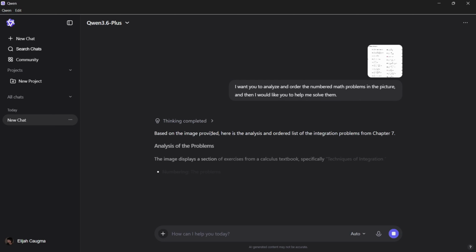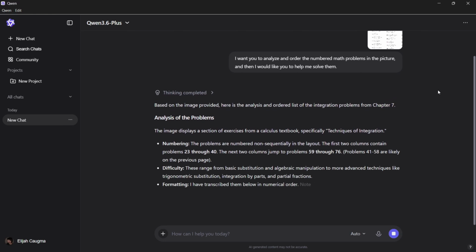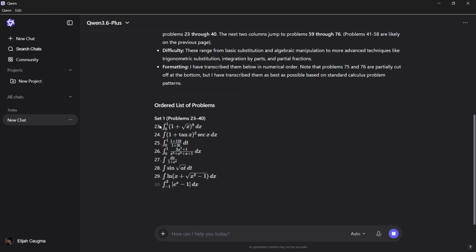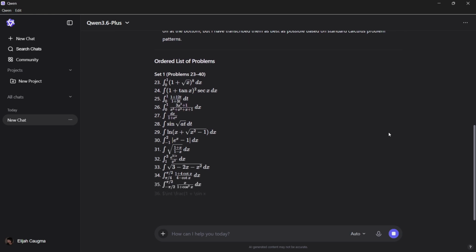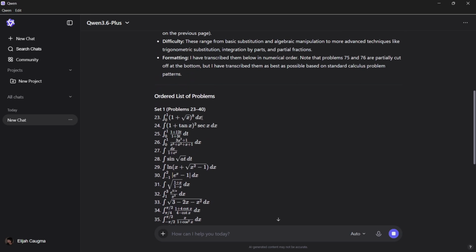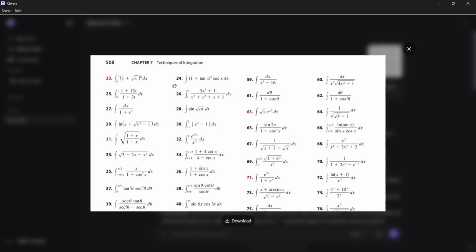So depending on how complex the picture is, it might take a little while. But as you can see, here is the output. So just to double check, let's look at the first example. So it's an integration, 1 plus square root of x raised to 8. Let's see if that's correct. 1 plus x square root of x raised to 8.